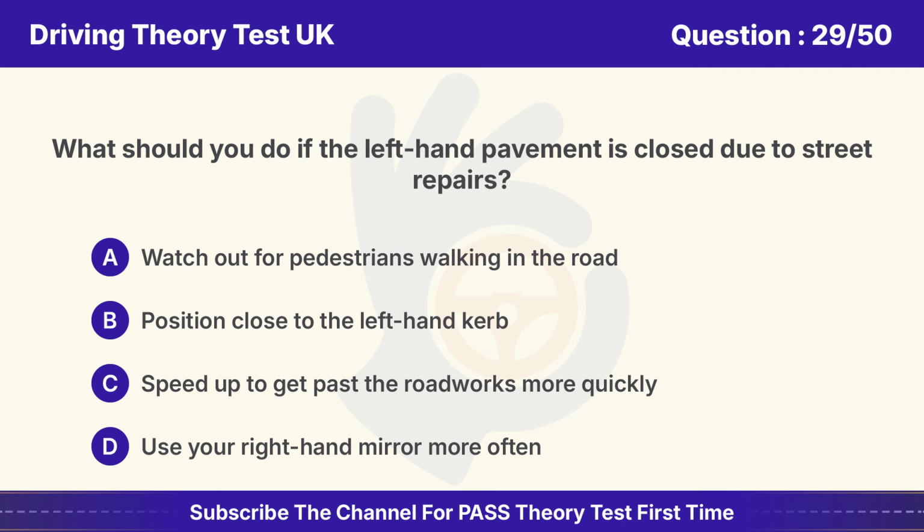Question 29. What should you do if the left-hand pavement is closed due to street repairs? Option A. Watch out for pedestrians walking in the road. B. Position close to the left-hand curb. C. Speed up to get past the roadworks more quickly. D. Use your right-hand mirror more often.